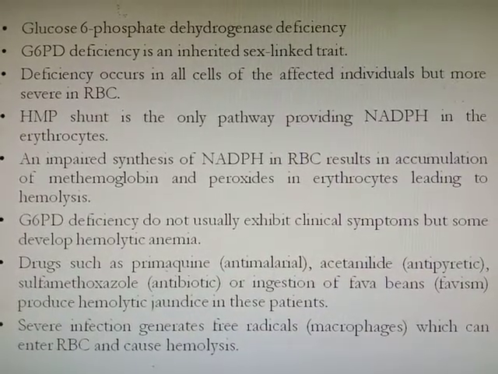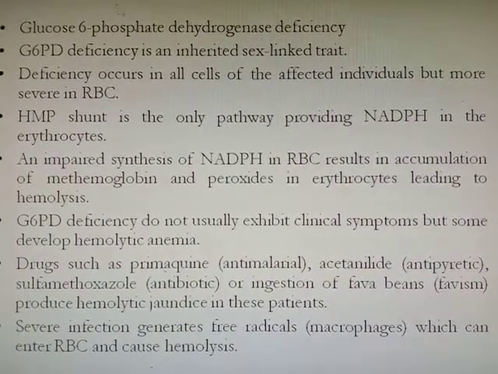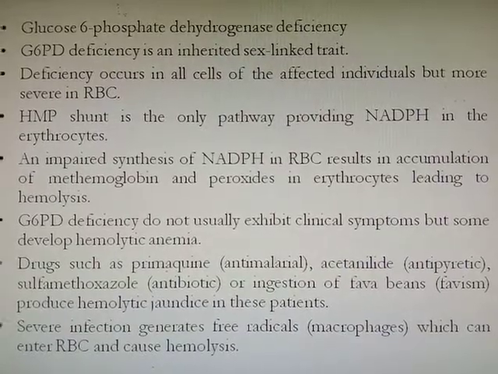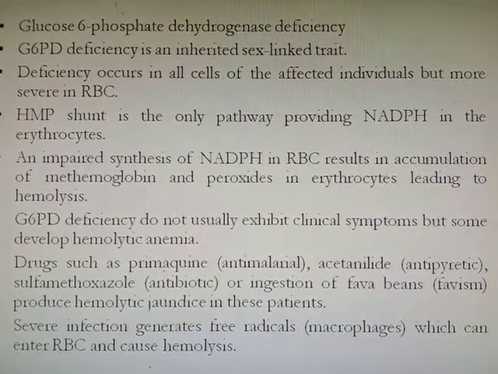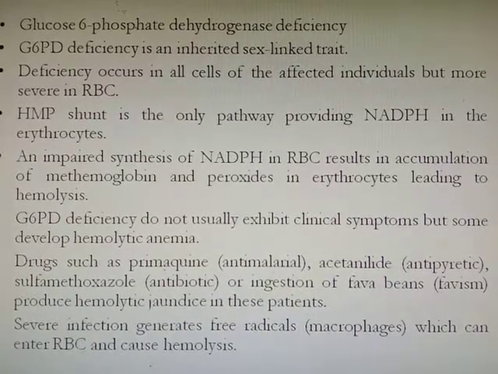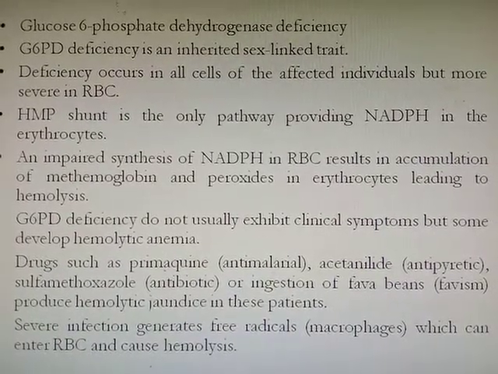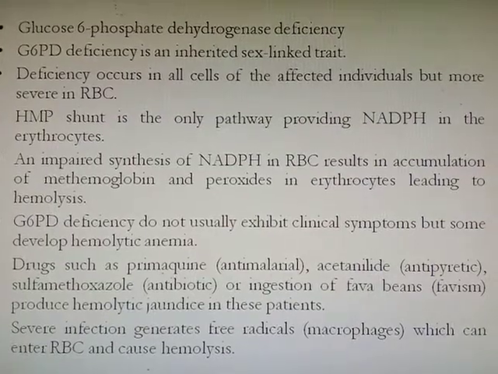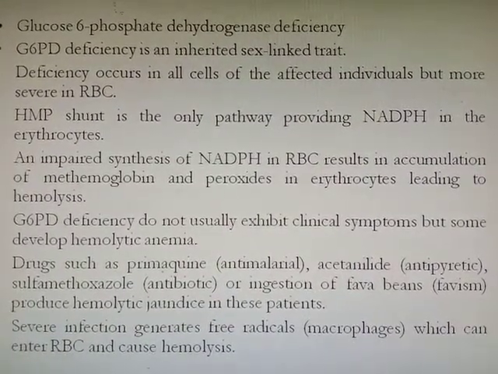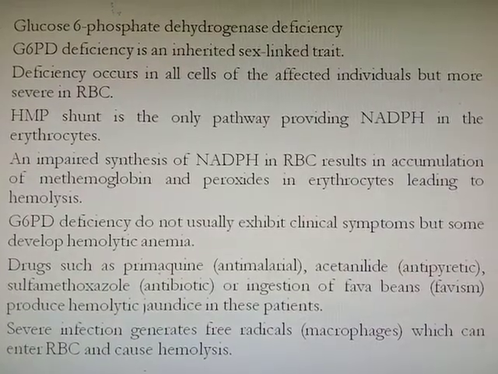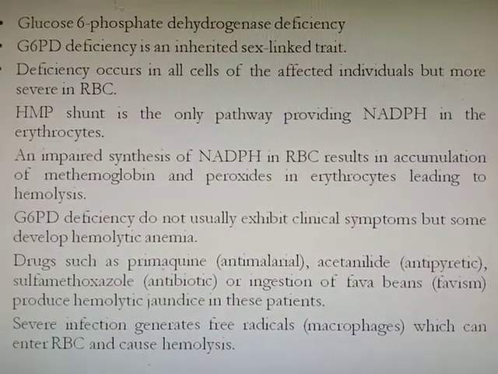Glucose 6-phosphate dehydrogenase deficiency does not usually exhibit any clinical symptoms, but in some it develops hemolytic anemia. Drugs such as primaquine, acetanilide, sulfamethoxazole, or ingestion of fava beans produce hemolytic jaundice in patients having glucose 6-phosphate dehydrogenase deficiency. Severe infection generates free radicals from macrophages, which can enter RBCs and cause hemolysis.